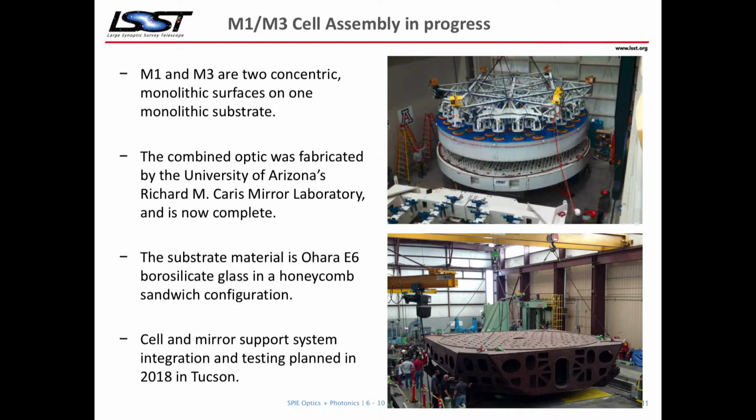The top image here shows you the completed mirror being lifted with a vacuum chuck off of its polishing facility at the U of A. This was a somewhat delicate operation, as you can imagine. It's now in storage. The bottom figure shows you the weldment for the mirror cell, which will contain all of the active components, the actuators and the hard points to position that mirror. And the integration of that mirror into its mirror cell is occurring in the remainder of this calendar year and should be complete by January or so. And then we will bring the completed optic in its cell back to the mirror lab at the U of A to interferometrically test the mirror in its cell.